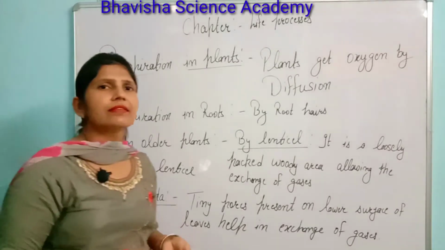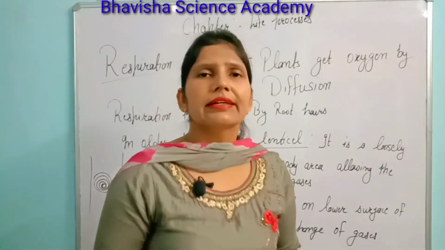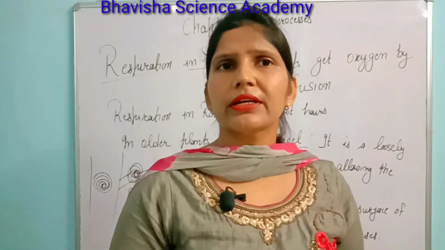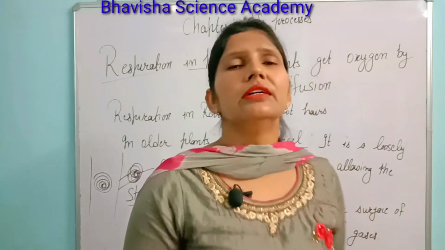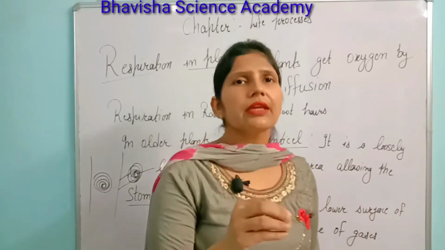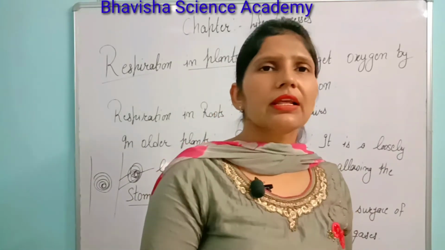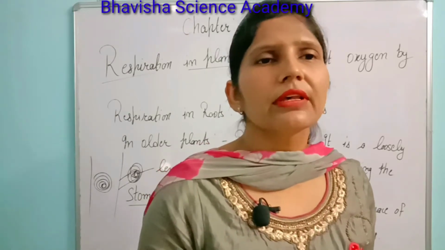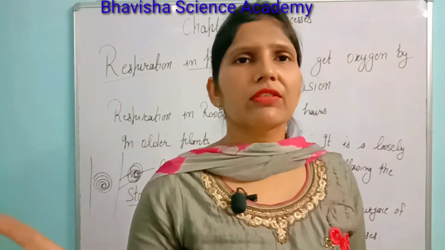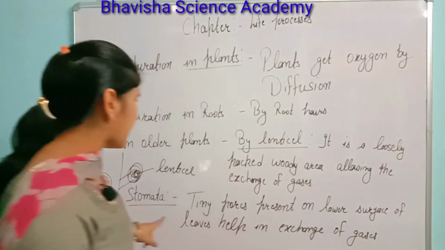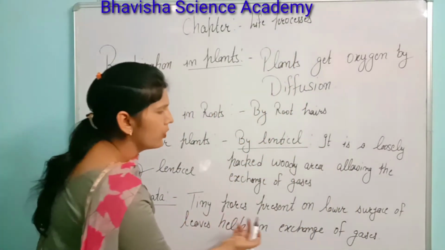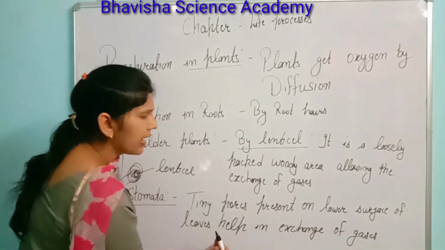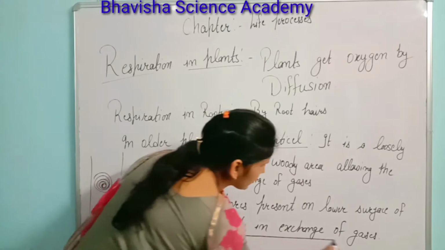Generally in plants, exchange of gases takes place through the stomata. You know about the stomata? What is the stomata? Stomata are tiny pores present on the lower surface of leaves that help in the exchange of gases.